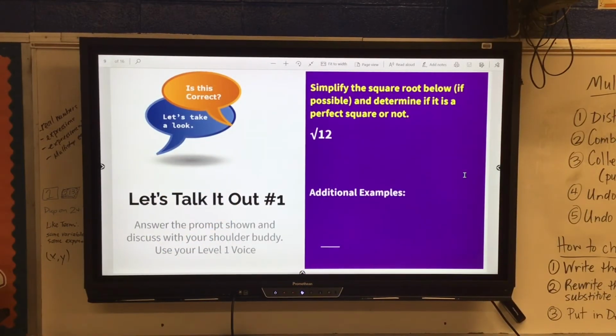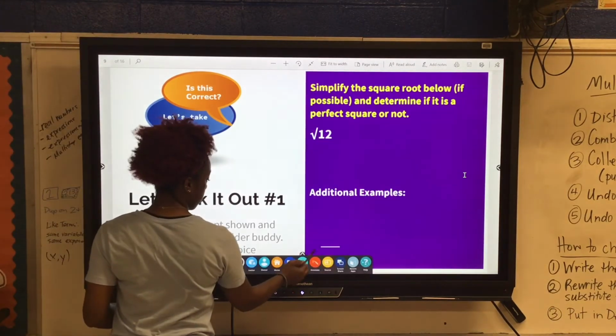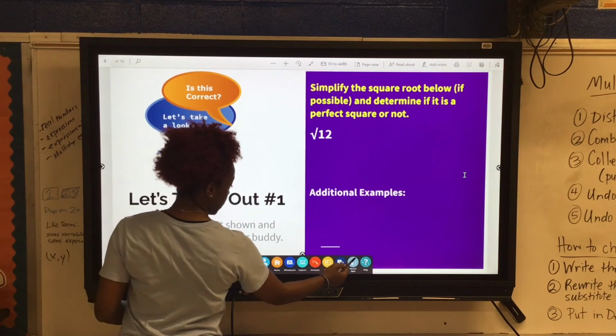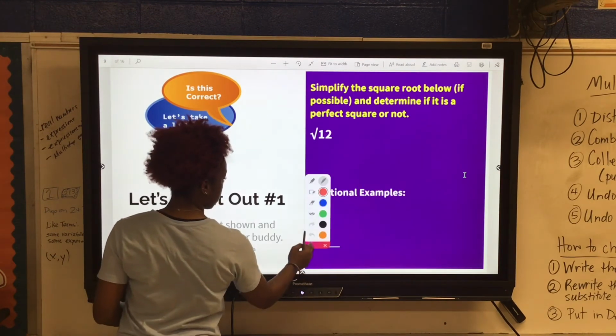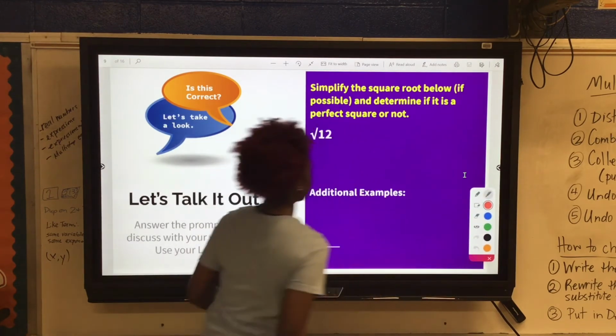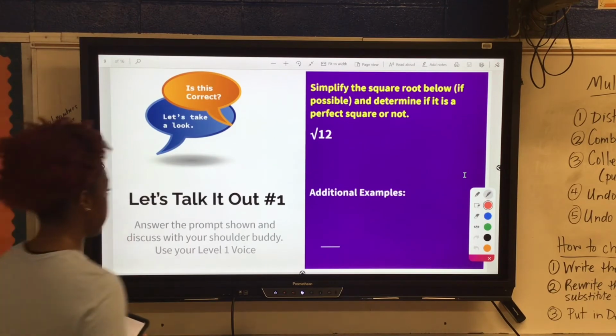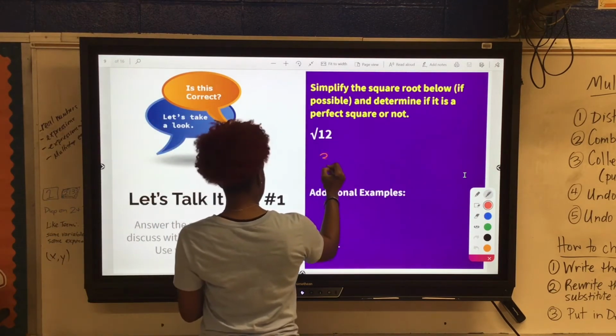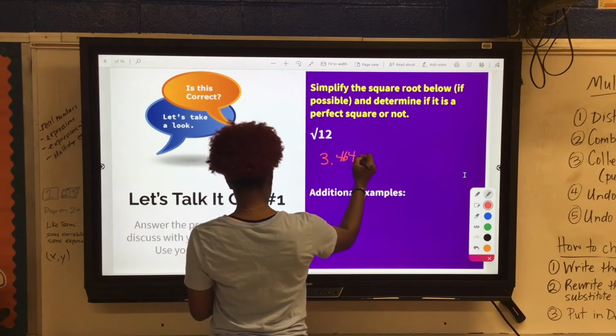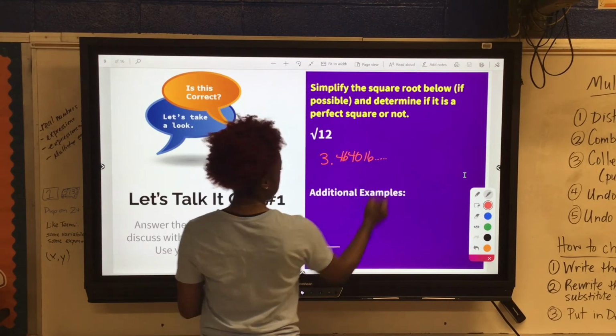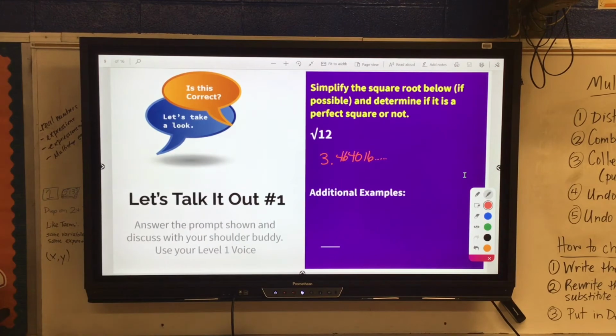Alright, so let's talk it out. Number 1, simplify the square root below if possible and determine if it is a perfect square or not. So here we have the square root of 12. Now, in order to figure this out, you would just type in Desmos, which is your online graphing calculator, the square root of 12, and then you would get 3.4641016, and it continues. Alright, so we know this is not a perfect square because we do not get a whole number as our answer.